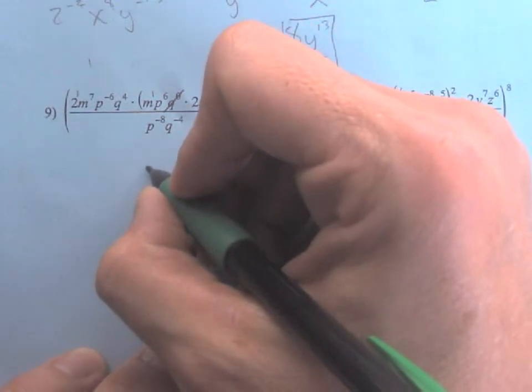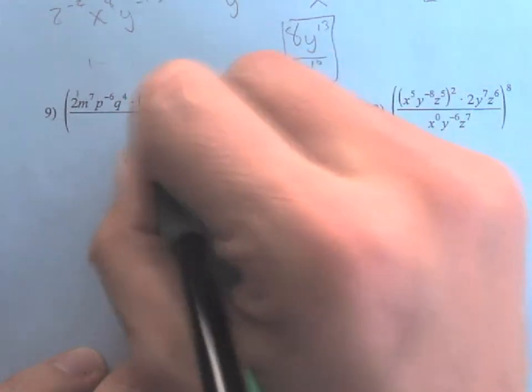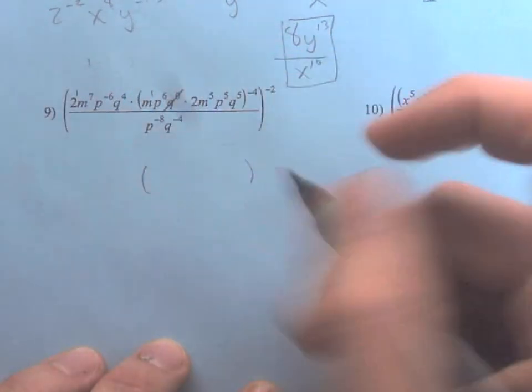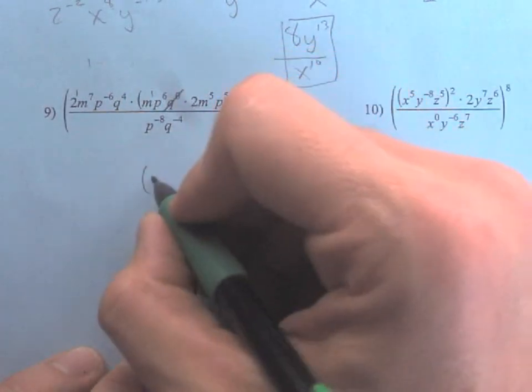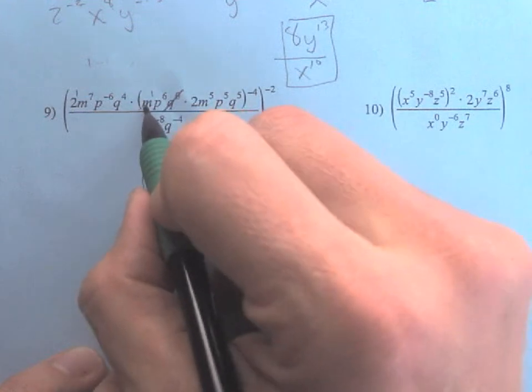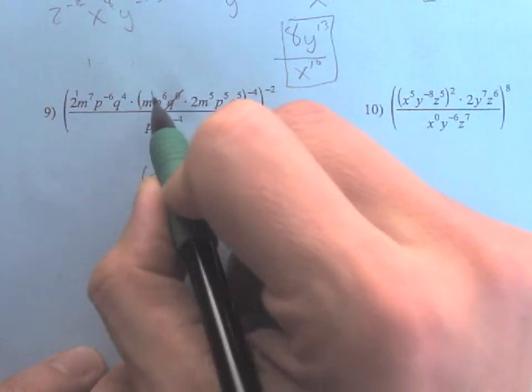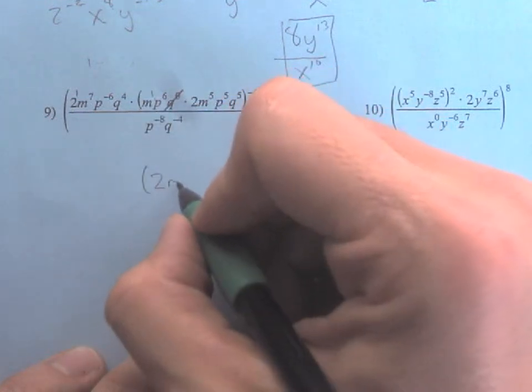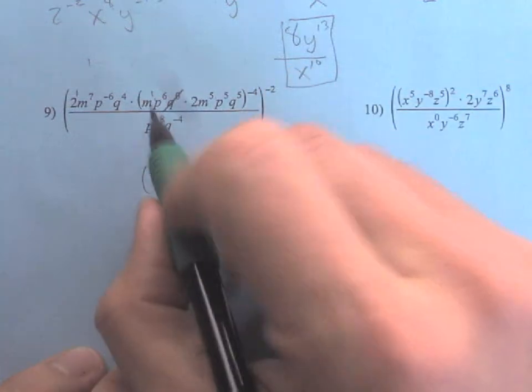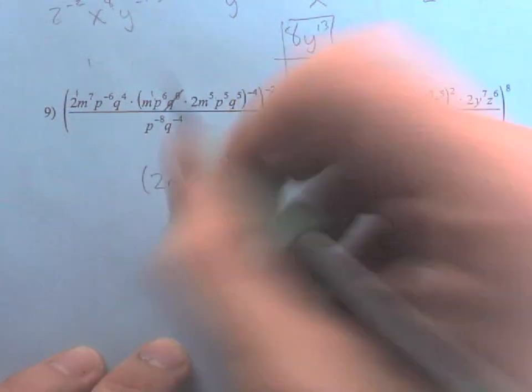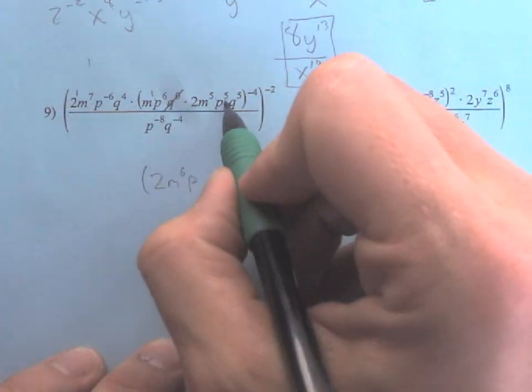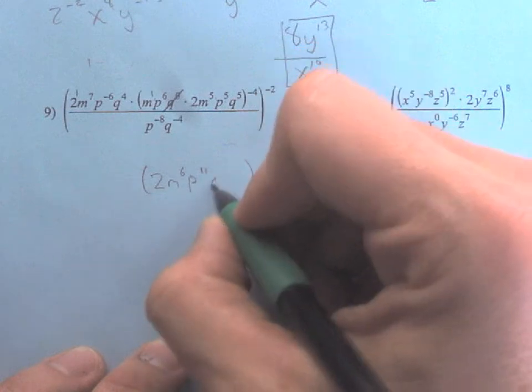Okay, so inside the innermost set of parentheses, this set right here, we have a 2, that's the only number. We have an m and an m, so add the exponents, that's m to the 6th. We have some p's. We got a 6 and we got a 5, that's p to the 11th, and we got some q's.